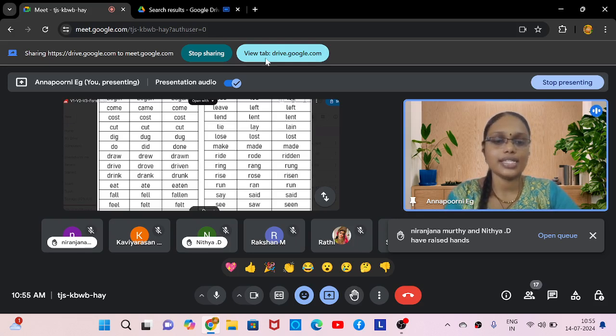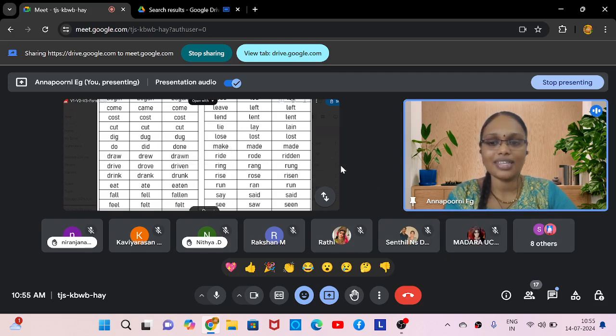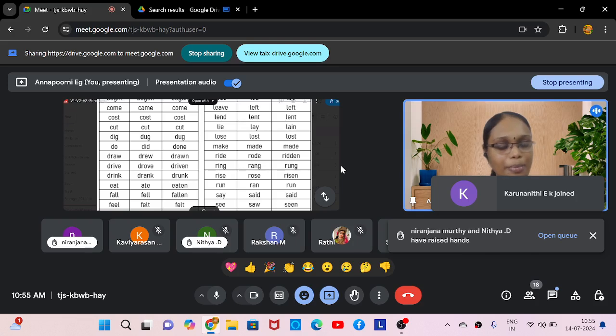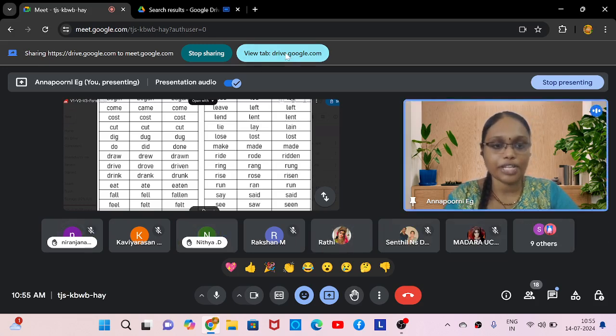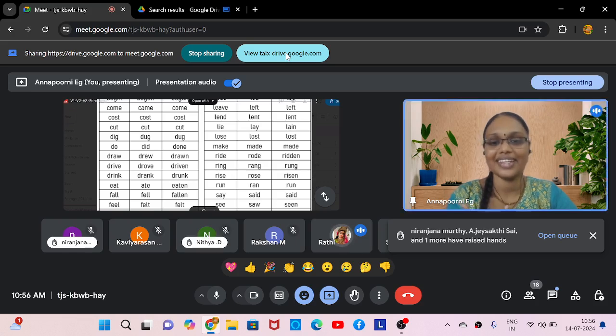Now, moving to eat, ate, eaten. Who is ready? Okay, so I think just a minute. Gunadhya is very fast. Okay, he ate the tablets. Niranjana, can you give an example for eat? I will eat upma as breakfast. Okay, upma breakfast ka upma saapduven. So I will eat upma for breakfast. Okay. And what about others for eat and ate? Can I, ma'am? Yes, Prakshana, then Aradhana. I ate a box of chocolates. Really? Okay. Yes, ma'am. Okay, fine. What about Aradhana?